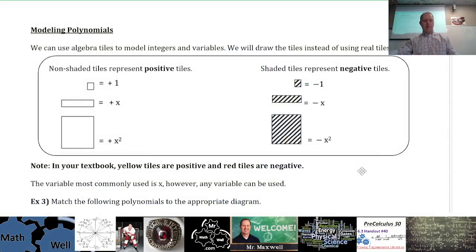All right, so here we are. This is section 5.1. This is part 2. And we're going to start off with modeling polynomials.